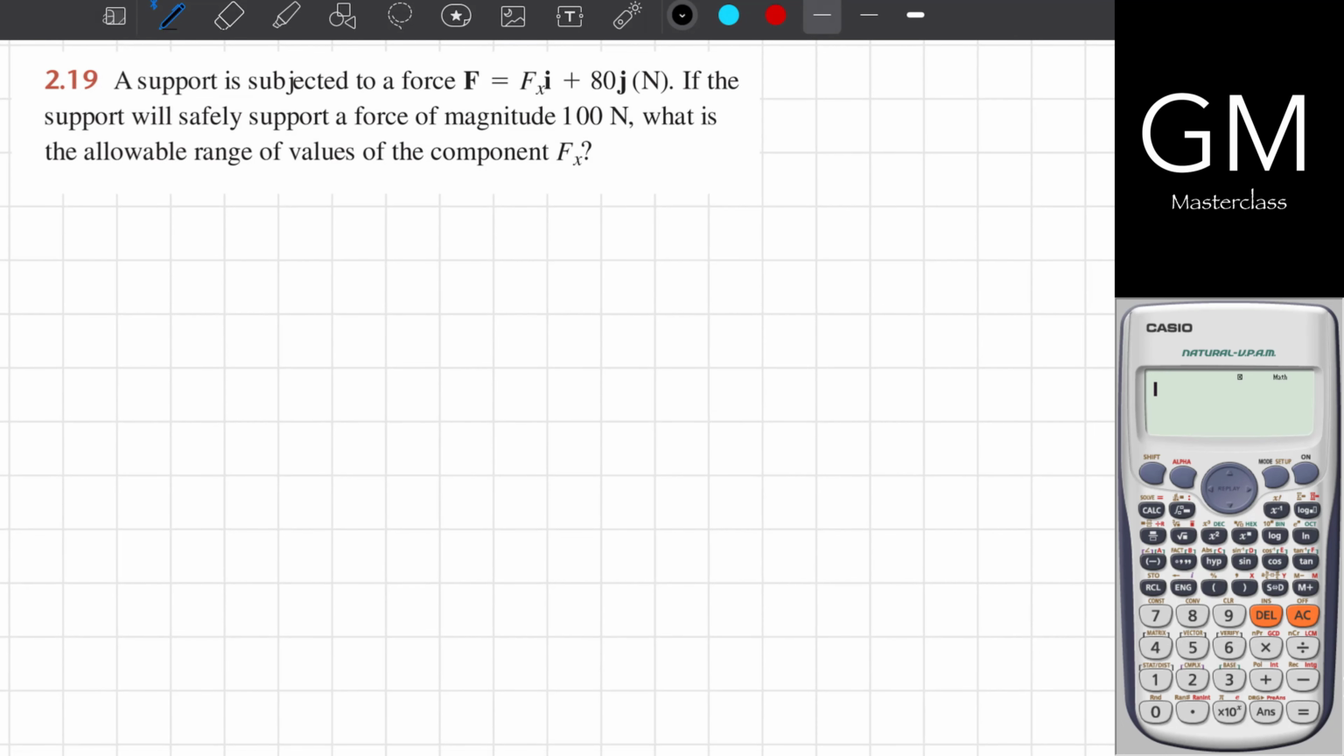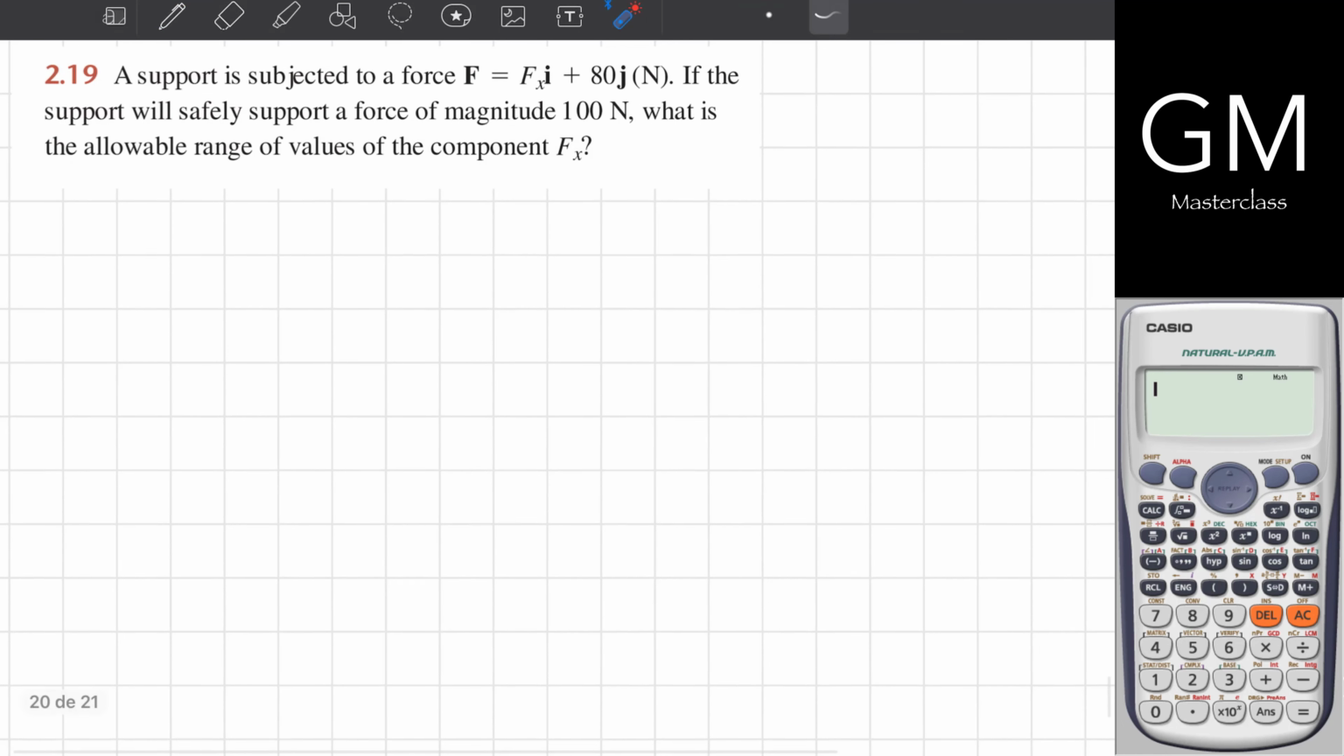We will solve the following exercise. The exercise is number 2.19. A support is subjected to a force F, and F has magnitude Fx in the I direction plus 80 units in the J direction, and this is in newtons. If the support will safely support a force of magnitude 100 newtons, what is the allowable range of values of the component Fx?